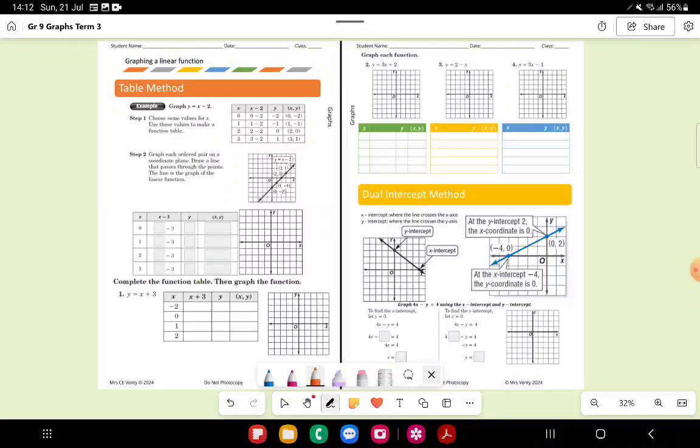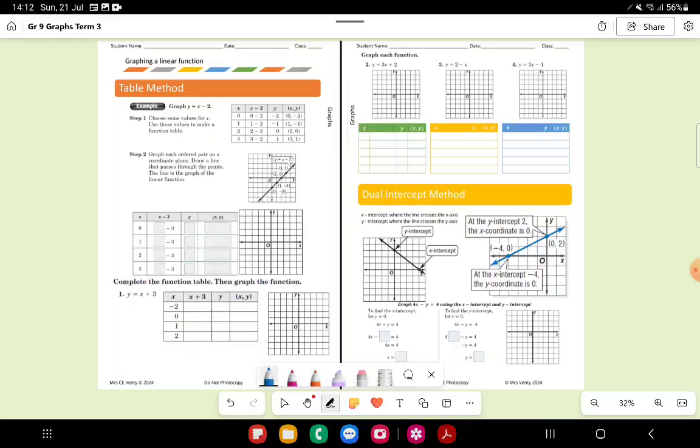In today's video we're going to look at the table method. Now on the screen you should have these copies with you. We are just going to go through the process of how to create a table. A graph can be sketched by using the table, and these tables we've done in term 2 and you've done in grade 8, so they're not new.